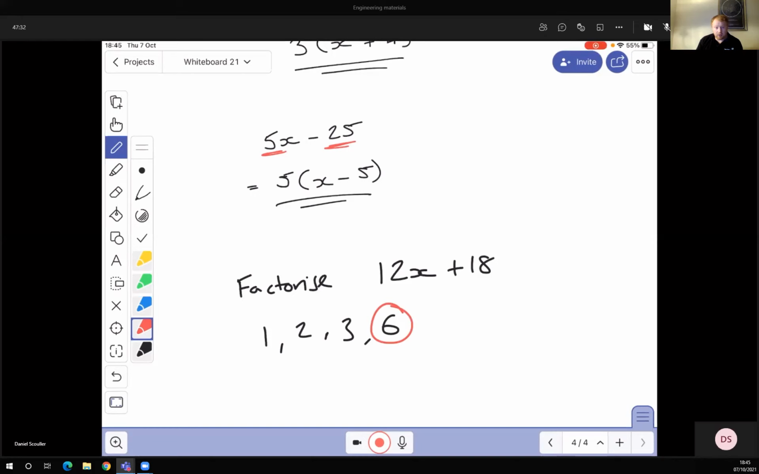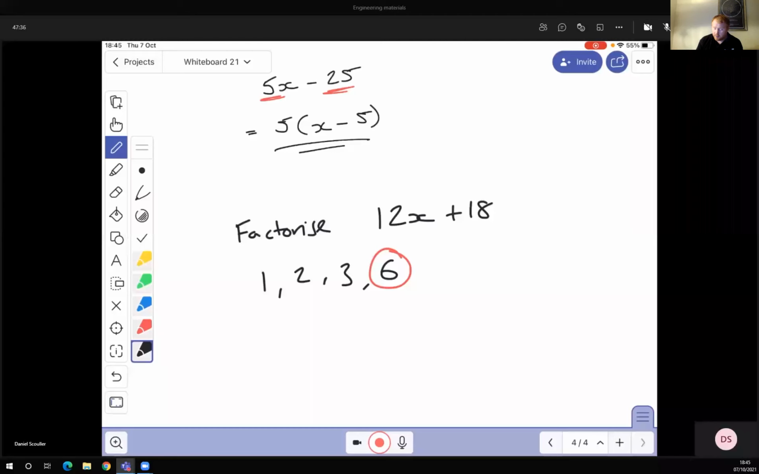That's the number we put on the outside of the bracket. 6, bracket, what makes 12x? 2x plus 3. So we're simplifying that 12x plus 18 by removing a common factor, putting that to one side, and then bracketing the rest.